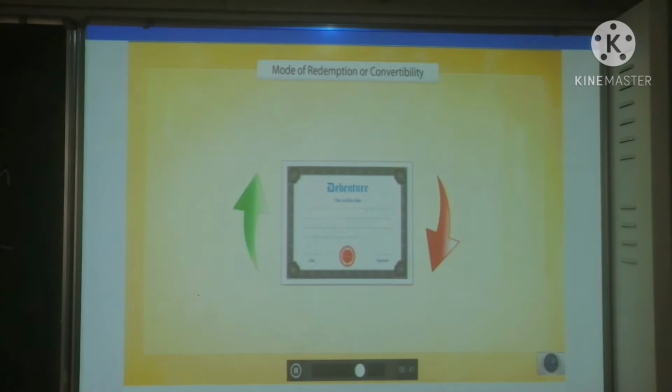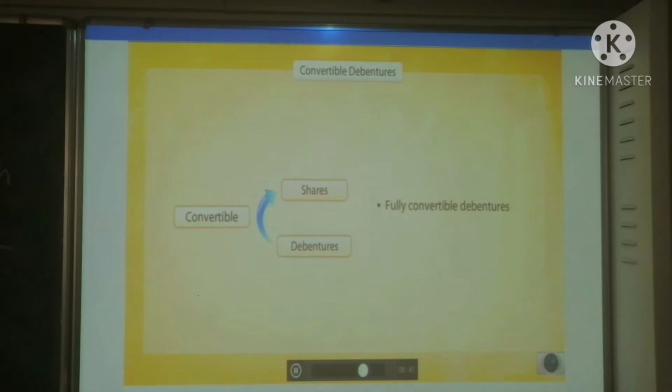Debentures are also classified on the basis of redemption or convertibility. There are two types of debentures: convertible and non-convertible debentures. Convertible debentures can be converted into equity shares after a specific period. These debentures are of two types: fully convertible debentures and partially convertible debentures.